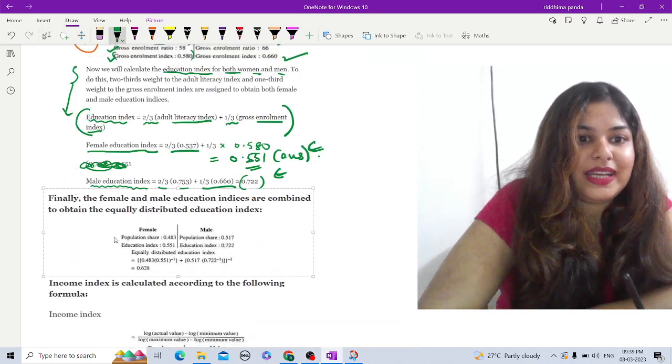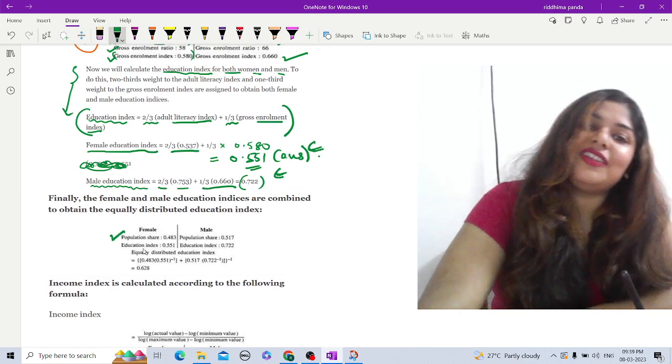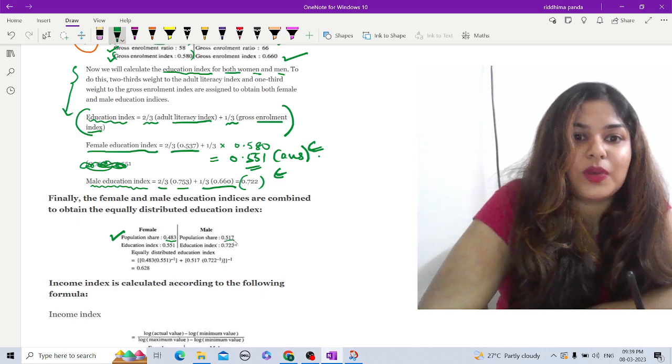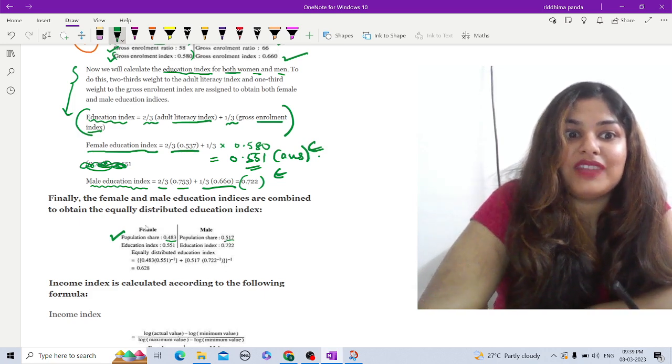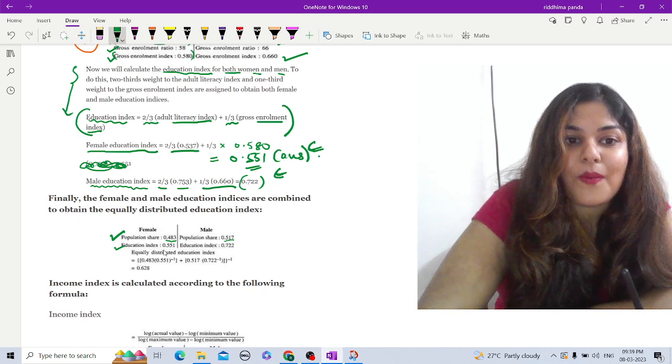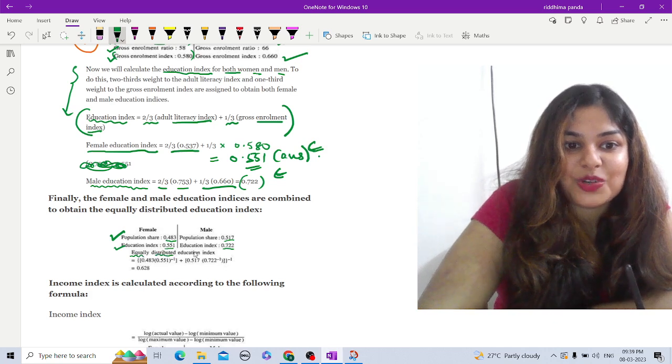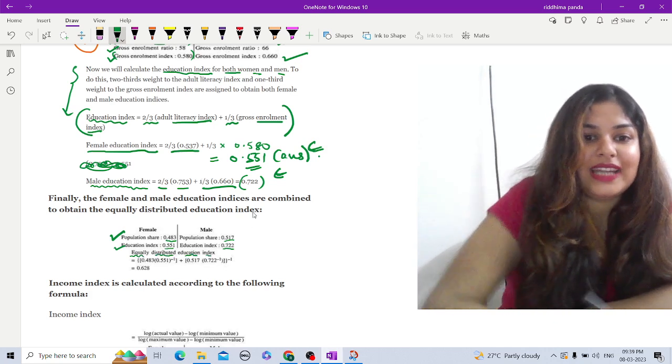So for that, here we have the calculation. So now these are my data. Now the population share I've calculated in the very beginning, that is for female it is 0.483 and for male it is 0.517. From above we have the education index for female, that is 0.551, and for male 0.722. And here is our equally distributed education index.